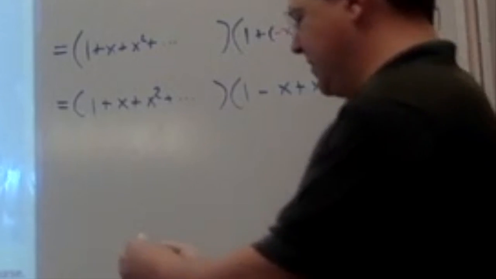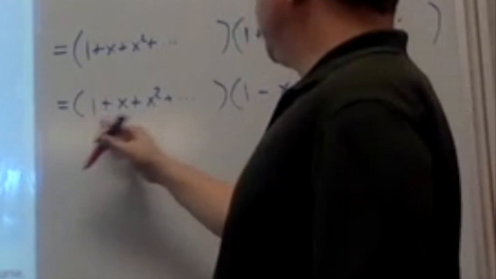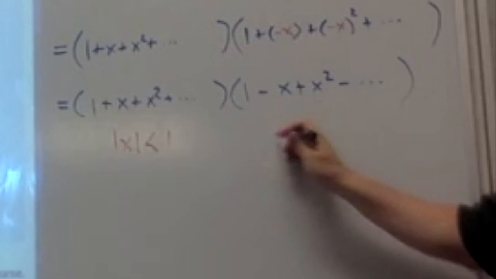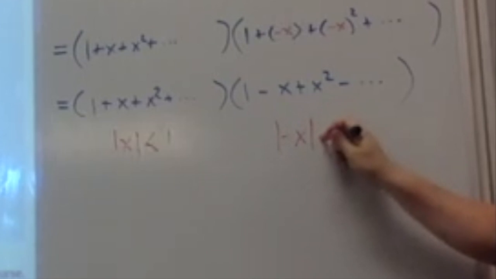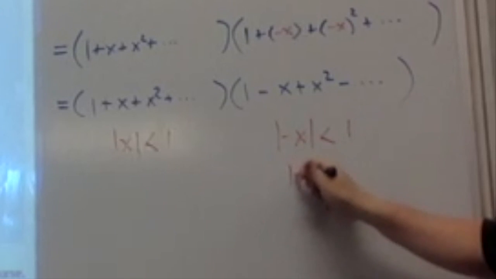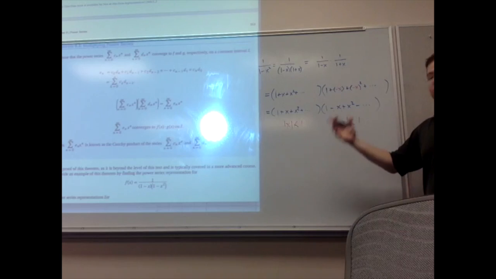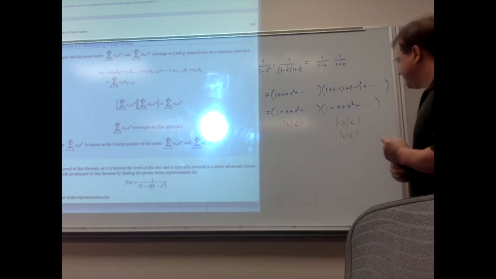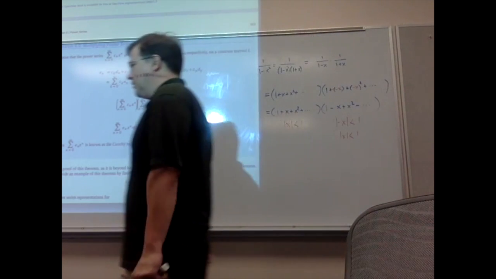So yeah, maybe I should write that down actually. This part of the product converges when this inequality is satisfied. This one converges when this inequality is satisfied. What's the absolute value of negative x? The absolute value of negative x is the same thing as the absolute value of x. So they literally are the same interval. So the product will converge in the same place. So yeah, that's worth noting.